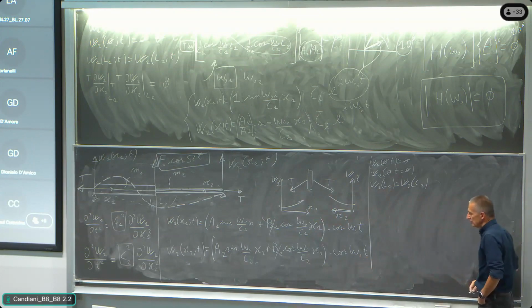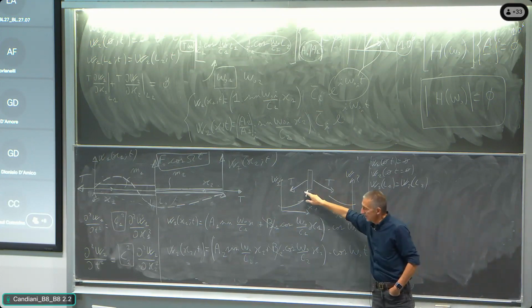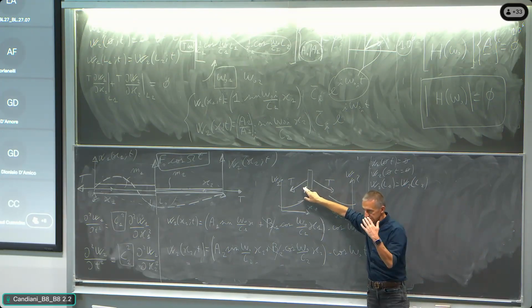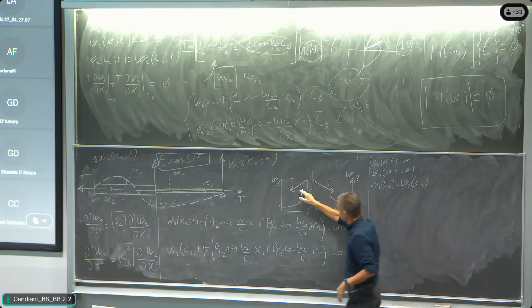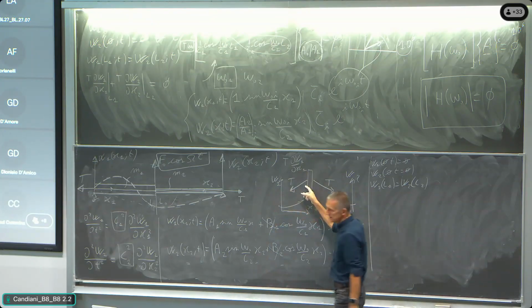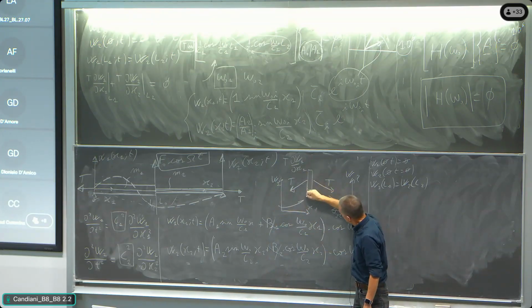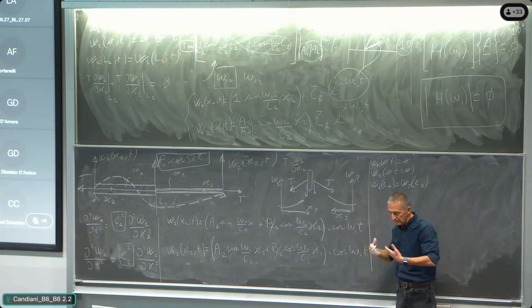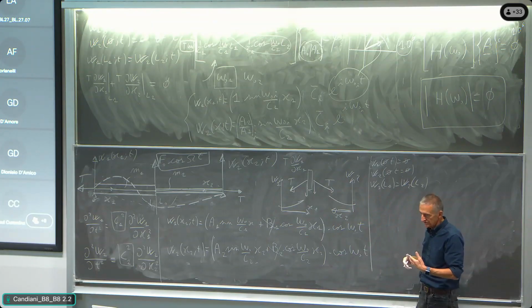The last boundary condition was tension: the derivative, the tangent, dw over dx1, 1. We said that this component plus this component is equal to 0. We wrote the equilibrium at the connection.